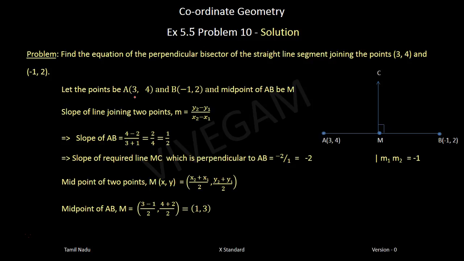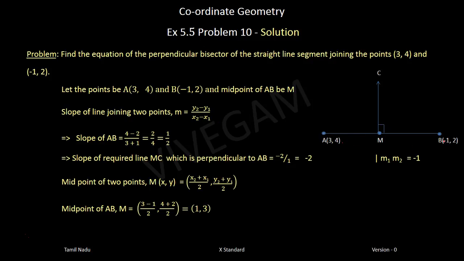Okay, let the points be A (3, 4) and B (-1, 2), and the midpoint of AB is M. The diagram is given here, right? This is point A, this is point B, this is the midpoint. You can calculate the midpoint using the midpoint formula, and before that, we will calculate the slope of AB.